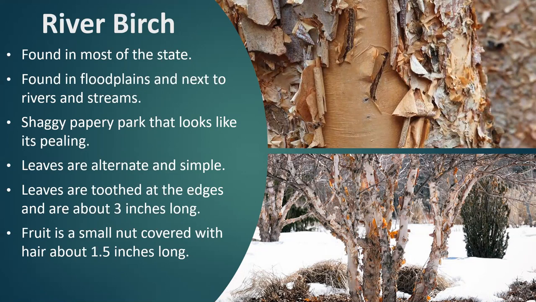The leaves are alternate and simple, and they are tooth-edged and about 3 inches long. The fruit is a small nut with hairs around it about 1.5 inches long. Again, found in very moist areas. And usually, kind of like in this bottom picture, you find them in clumps. It's not usually just one birch growing. It's a bunch of birches growing in a specific area. And yeah, that's another one that's pretty easy to identify.